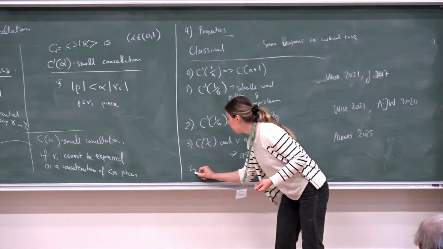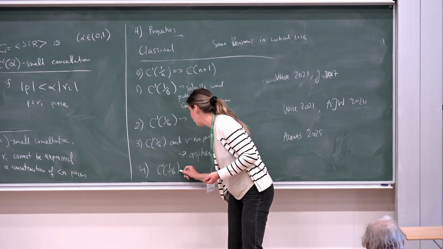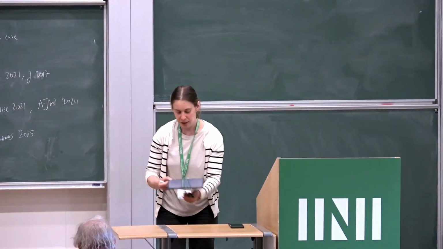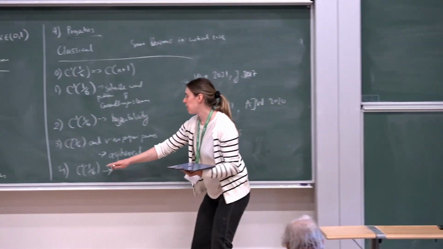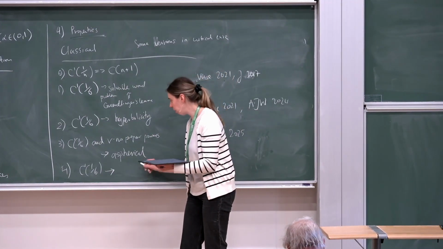And one last thing that I want to mention here is this 1 over 6 condition, and this is due to Weiss in 2004, that groups that are C prime 1 over 6 small cancellation are co-compactly cubulated.